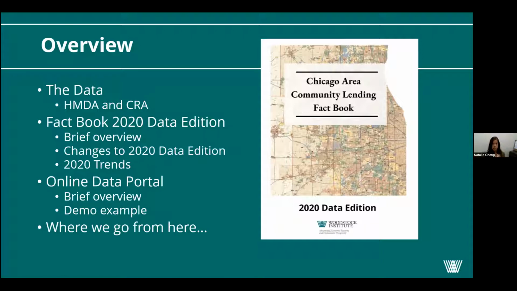So right here, you'll see a brief overview of what we're doing today. I'll start by talking about the data, where our data come from. Then we'll transition into looking at the fact book that we published and released this year for the 2020 data. And we'll spend the bulk of our time looking at our online data portal and how you might use that to analyze trends in your neighborhood or community. And then we will close by sharing some of the ways we're looking at expanding our work and fine-tuning it to better serve your communities and create effective change and equity.